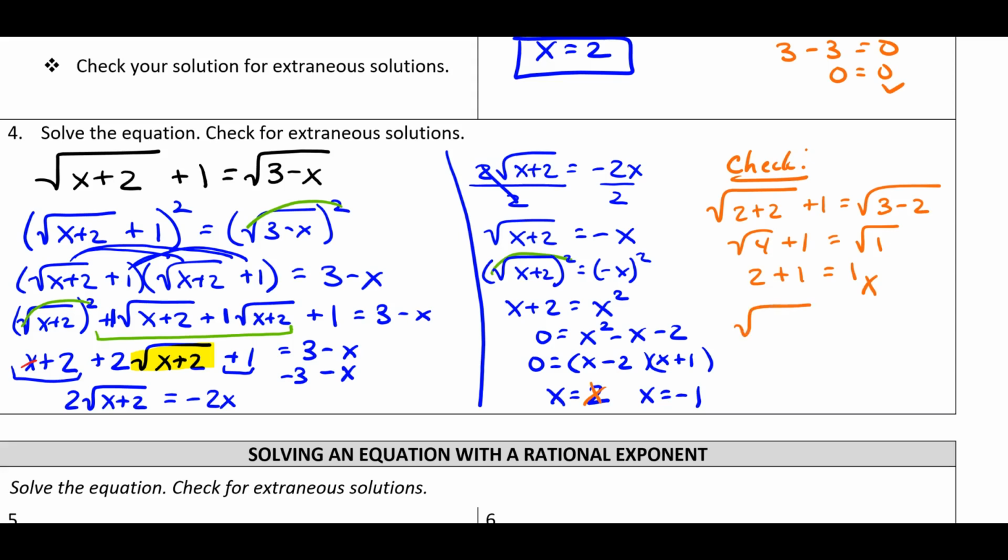Alright, the square root of negative 1 plus 2 plus 1, is that the same thing as the square root of 3 minus negative 1? So we have the square root of 1 plus 1, and this is the square root of 4. Square root of 1 is 1, 1 plus 1. Last time I checked, 1 plus 1 equaled 2. So you can't just assume that you throw out the negative. In this case, the negative 1 was the correct answer. The positive answer didn't work. So 2 is extraneous, negative 1 is our good solution.